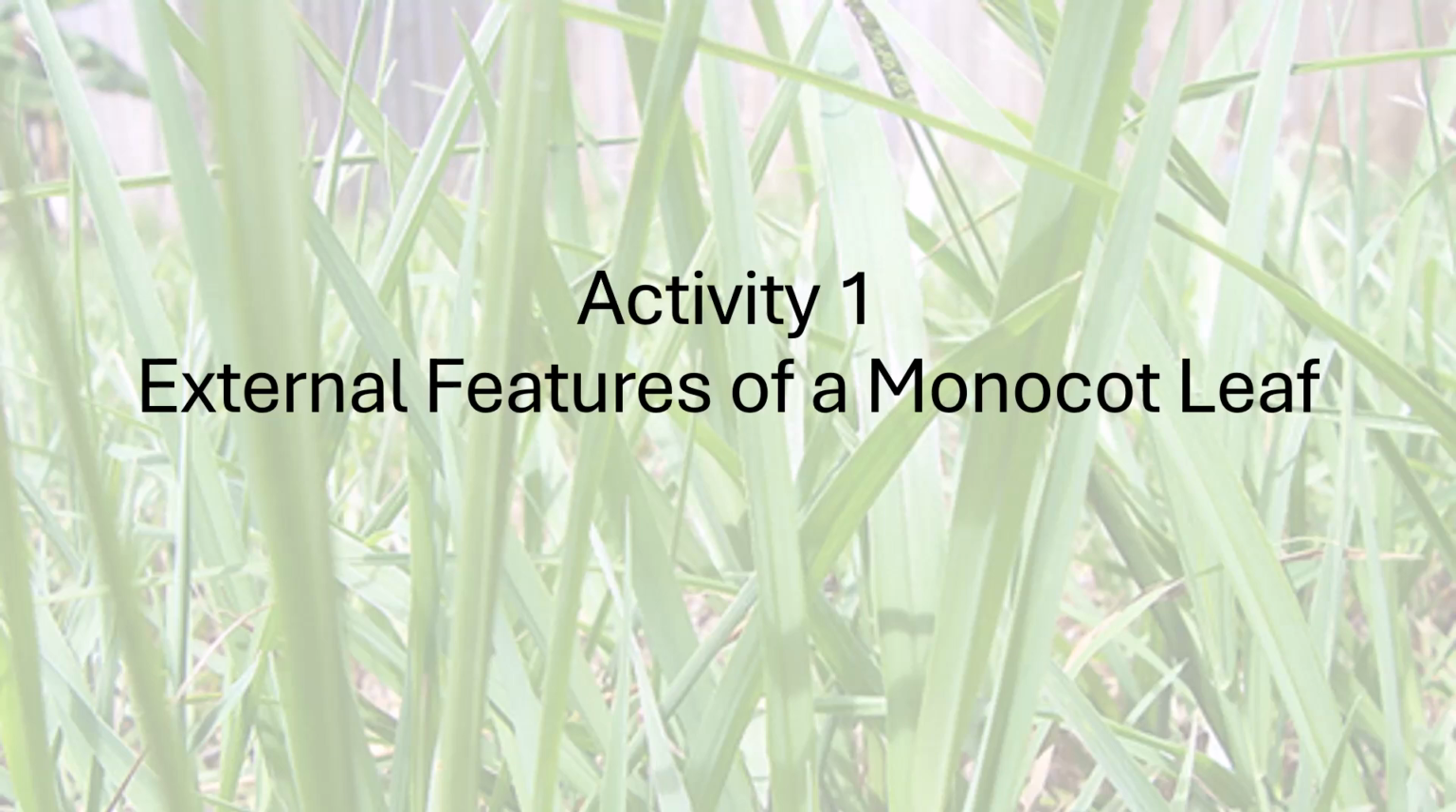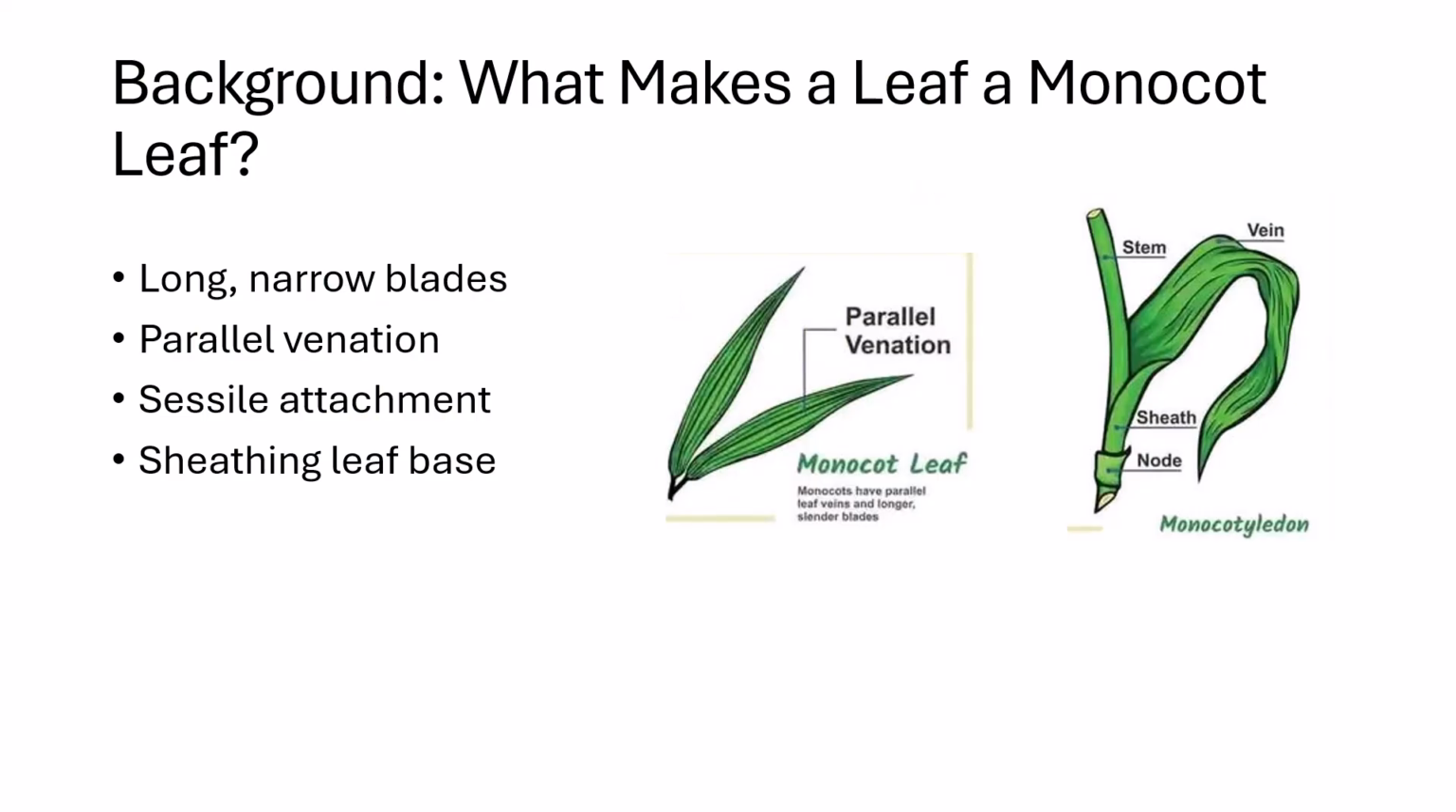In this first activity, we will examine the external features of a monocot leaf. Monocots are one of the two major groups of flowering plants, and their leaves show a set of consistent structural patterns that make them easy to recognize once you know what to look for. As you work through this activity, you will focus on two main features: the patterns of veins in the leaf and the way the leaf attaches to the stem. These characteristics reflect both how monocot leaves develop and how they function mechanically and physiologically.